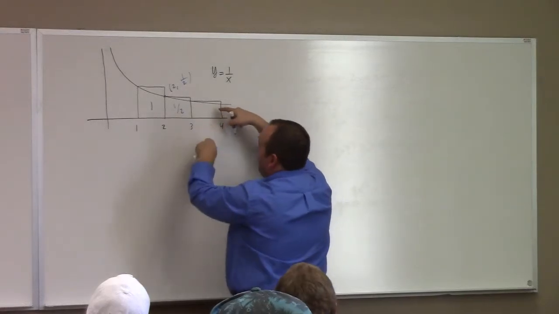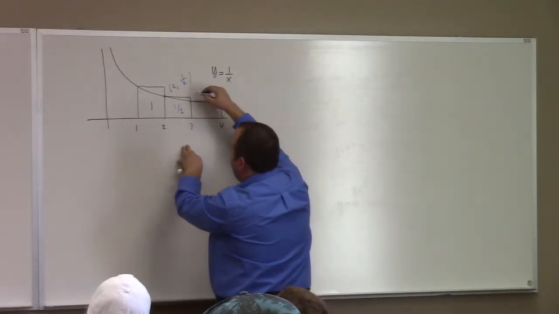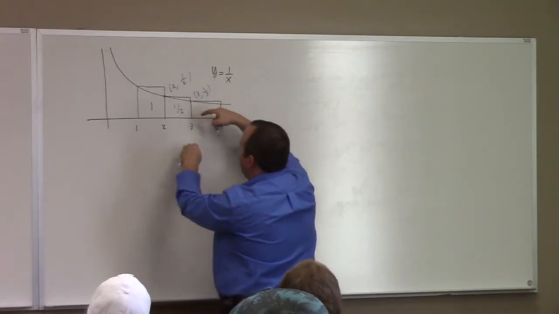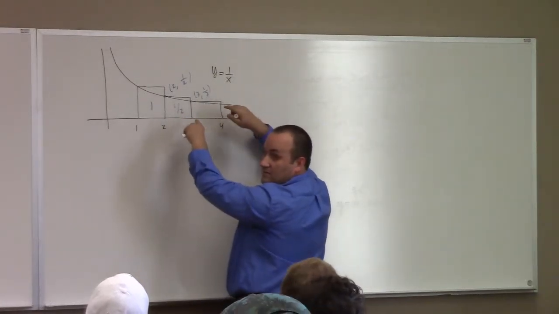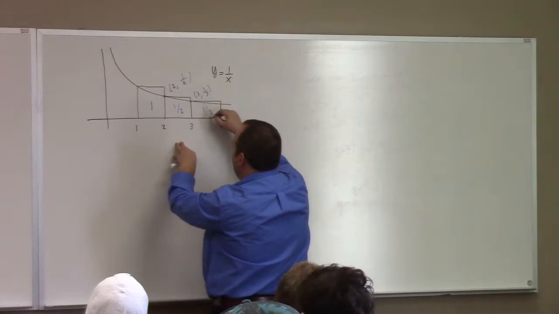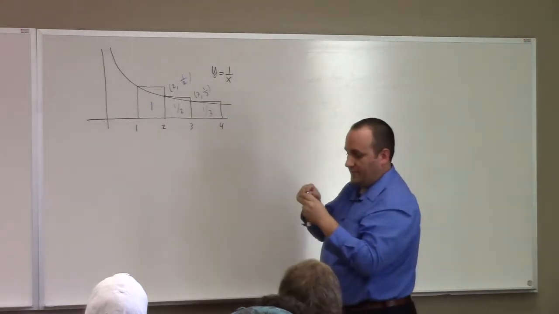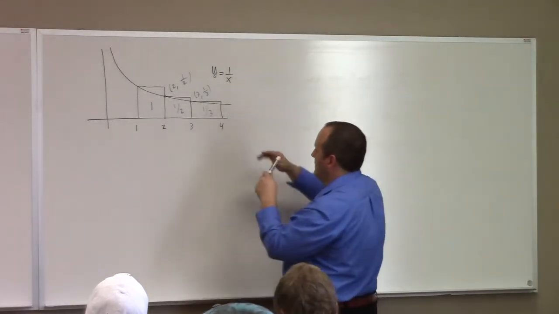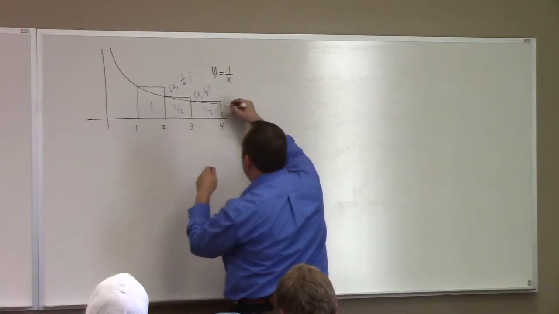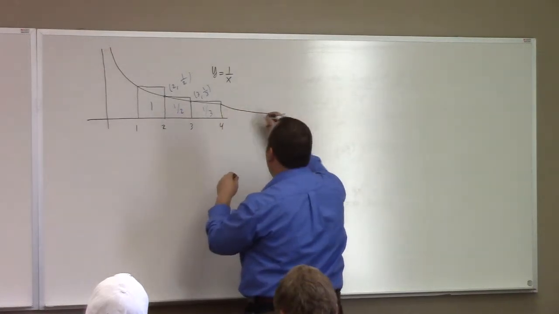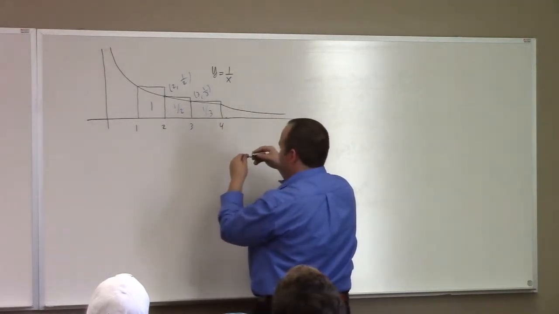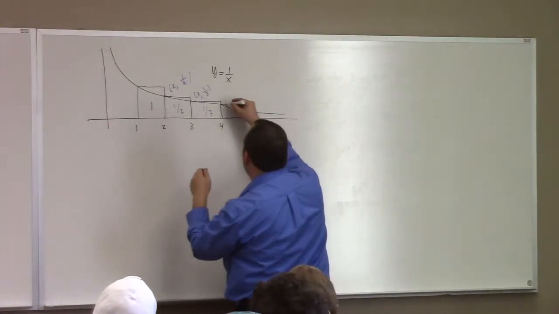What's the area of this one? Again, my picture's horrible. This is 3 comma 1/3. It's not a 1/4. I set it up by the left endpoint, right? So the area is 1/3, right? Sorry, I'll try to do better. Anyway, I'm trying, guys.